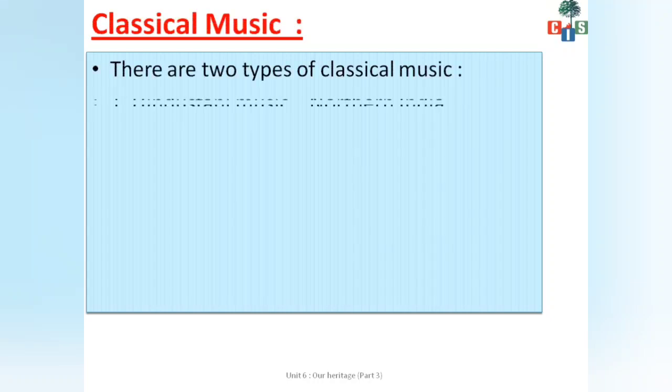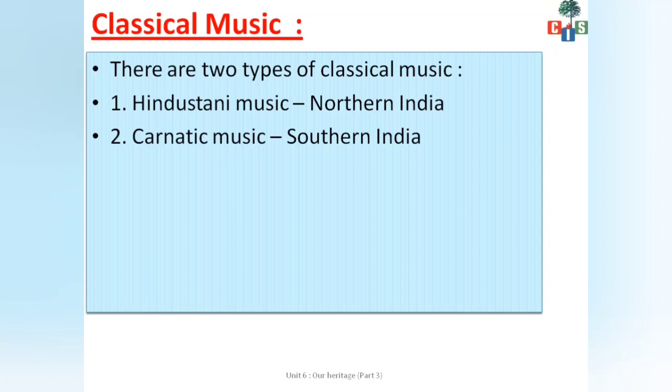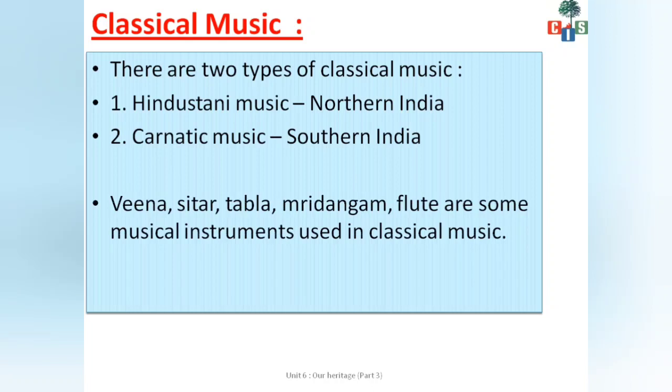So this was all about folk music. Now we'll study classical music. Children, there are two types of classical music. First is Hindustani music, which is mostly used in the northern part of India. Then Carnatic music. Carnatic music is used where? In southern India. Remember this: Hindustani music in northern India and Carnatic in southern India. Children, Veena, sitar, tabla, mridangam and flute are examples of musical instruments of classical music. Now, this was all about music.